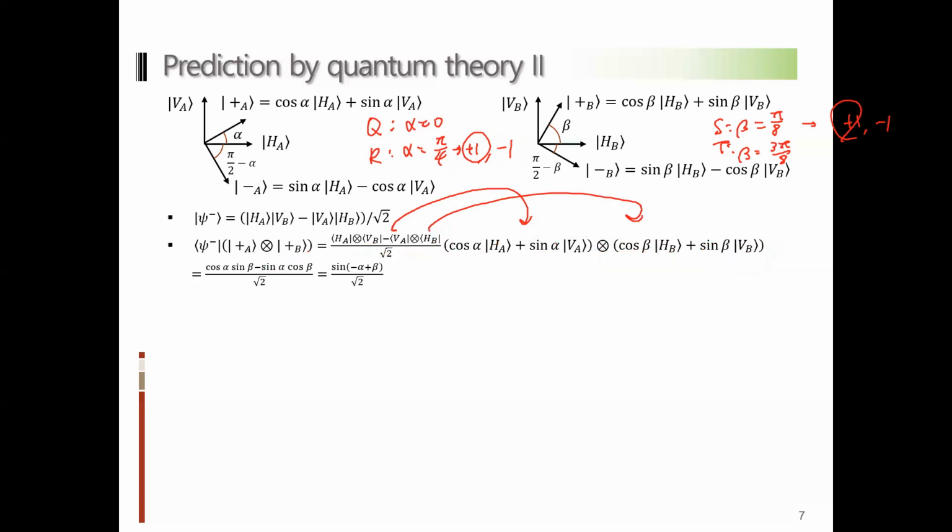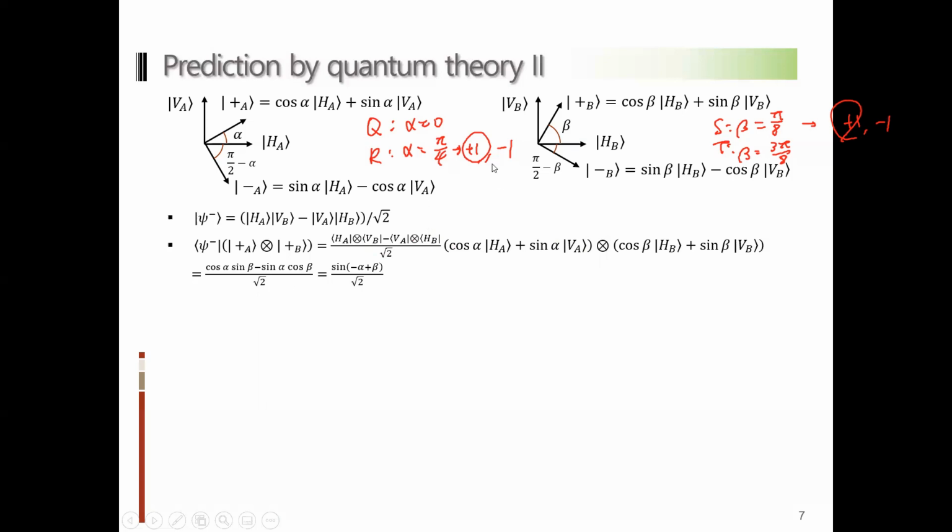So that's how we can obtain the probability amplitude, not the probability, to measure +1 on Alice's side and +1 on Bob's side. And we know that, based on a trigonometric identity, we can simplify this kind of expression.